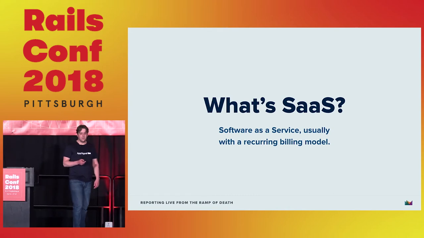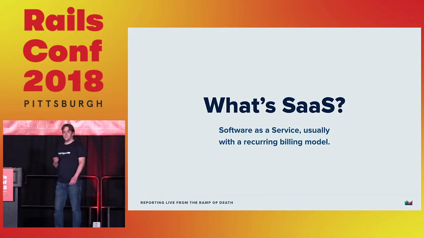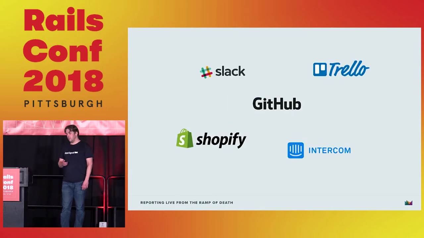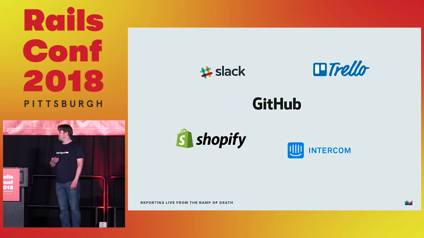So let's get started with some definitions. What's SaaS? SaaS is software as a service. It's software you deliver over the internet, usually on a monthly basis. Somebody pays you some money and you solve a problem for them and they have no hassle. They can just use the thing without thinking about it too much. You're all familiar with a number of SaaS companies that use the exact same business model that we use as well.